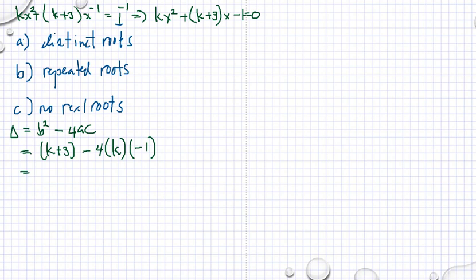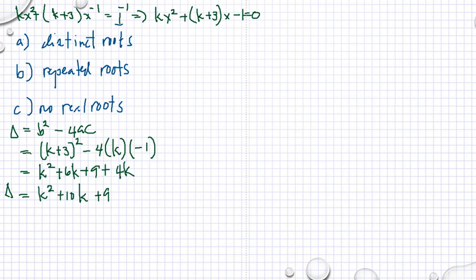Then we have this squared. If we expand, we have k squared plus 6k plus 9 minus 4k. Then we have k squared plus 2k plus 9. We are used to using x, that's why it became x. That's our discriminant.